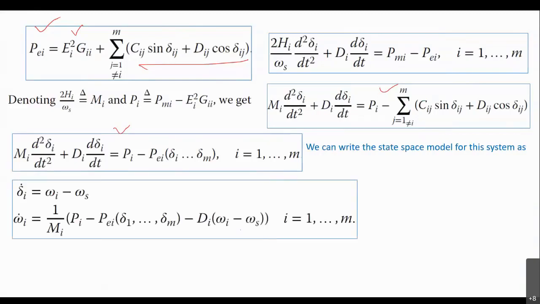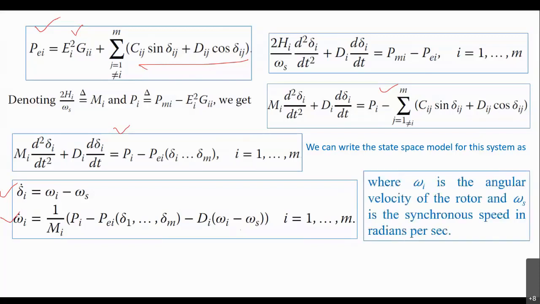Then we can write the state space model for this system as this. The state space model will be delta i dot equal to omega i minus omega s, then omega i dot equal to 1 by Mi, Pi, where Pi is a function of delta 1 to delta m, minus Di into omega i minus omega s. Now omega i is the angular velocity of the rotor and omega s is the synchronous speed. So omega s is the synchronous speed in radians per second.